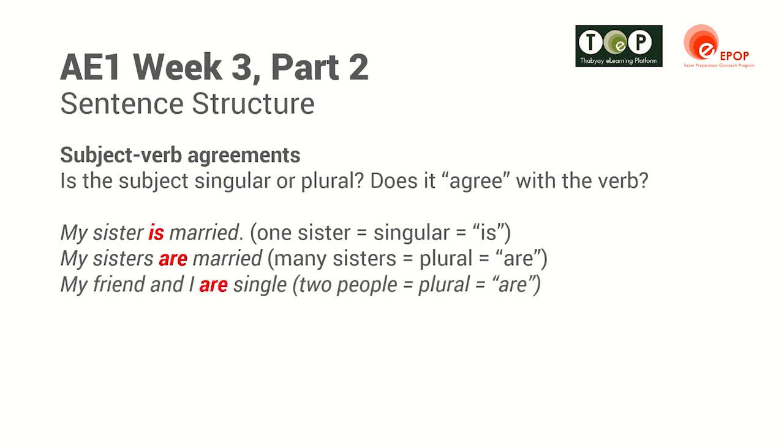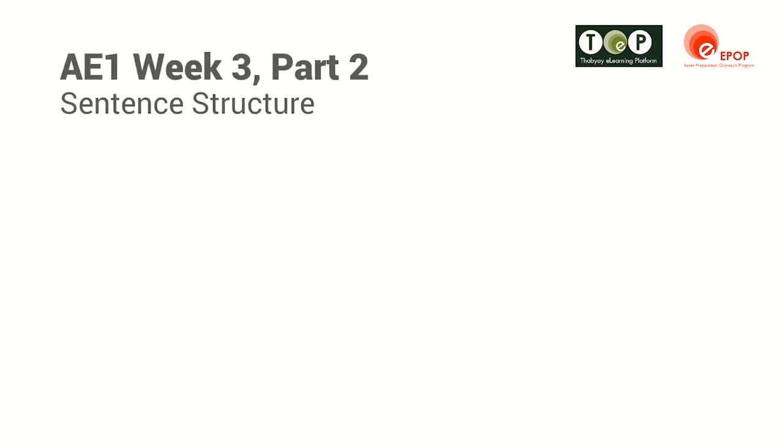My friend and I are single. So again, in this case, there are two people, my friend and I, and therefore the verb to be is the plural form, are. So if you have a look at page 11 in the Introduction to Academic Writing book, you will be able to see more information about subject-verb agreements.